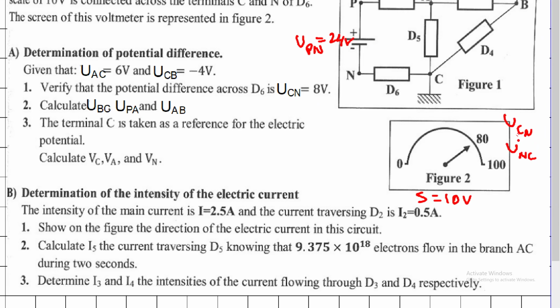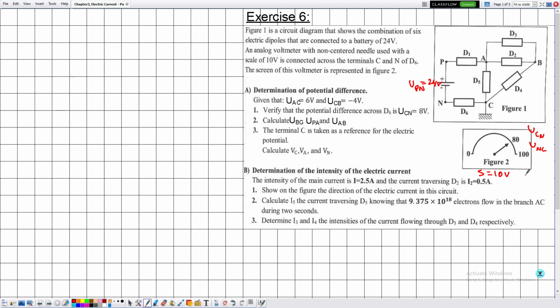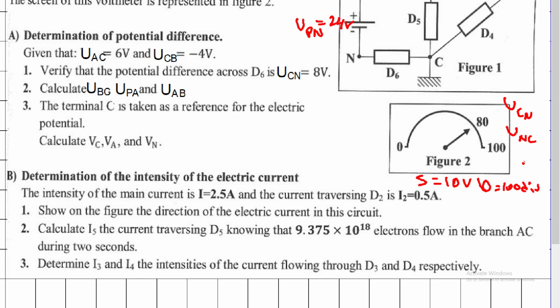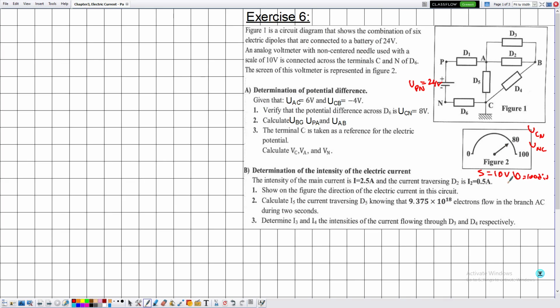Now what does each of these numbers indicate? 100 represents the total number of divisions, then D is equal to 100 divisions, which is the dial, and the pointing of the needle represents the small d, which is equal to 80 divisions. Now part A, they are telling me given that UAC is equal to 6 volts, so here we have that UAC is equal to 6 volts, and UCB is equal to minus 4 volts.